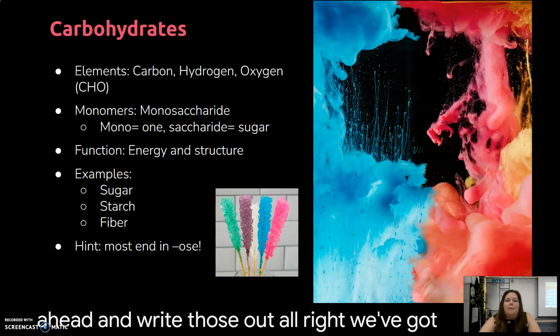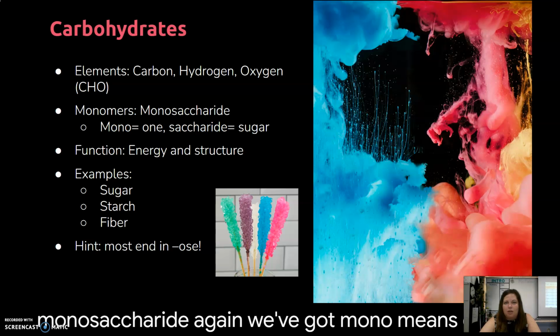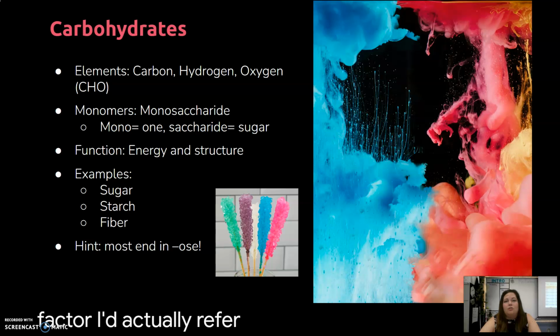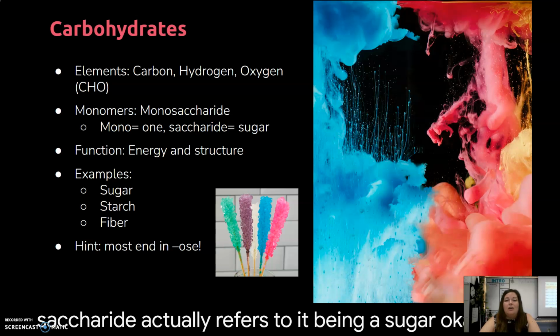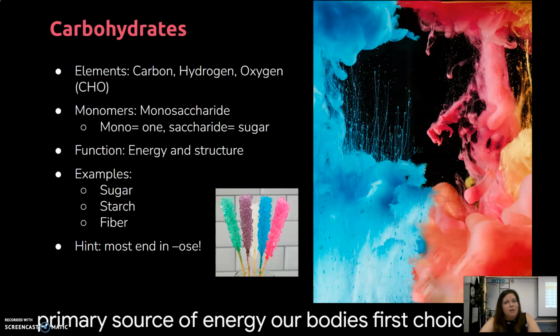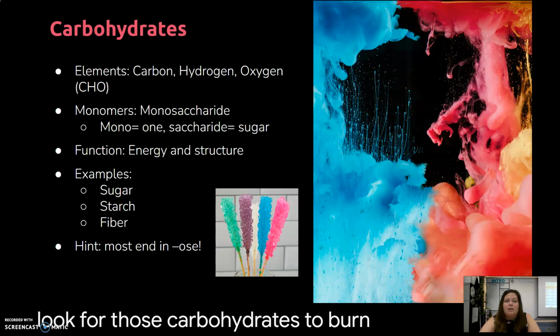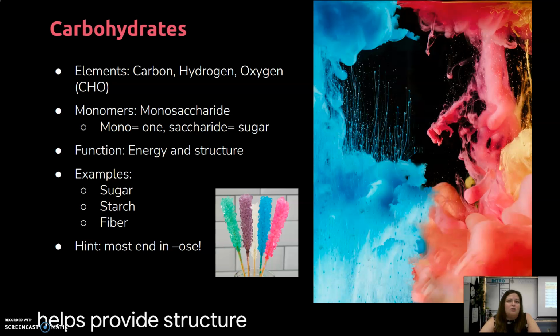All right, we've got monomers. Our monomer of a carbohydrate is a monosaccharide. Again, mono means one. Saccharide actually refers to it being a sugar. Carbohydrates are essentially sugars. The function of carbohydrates is energy and structure. It's our primary source of energy. Our body's first choice when it needs that boost of energy, it's going to look for those carbohydrates to burn. It also helps provide structure to our cell membranes.